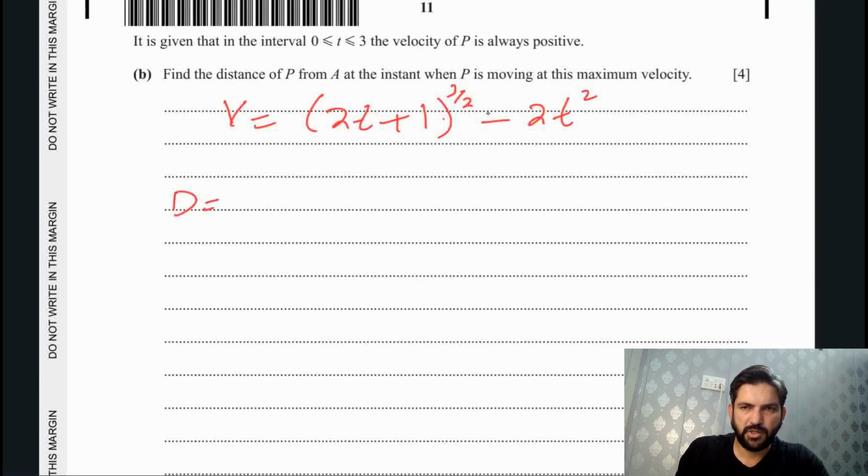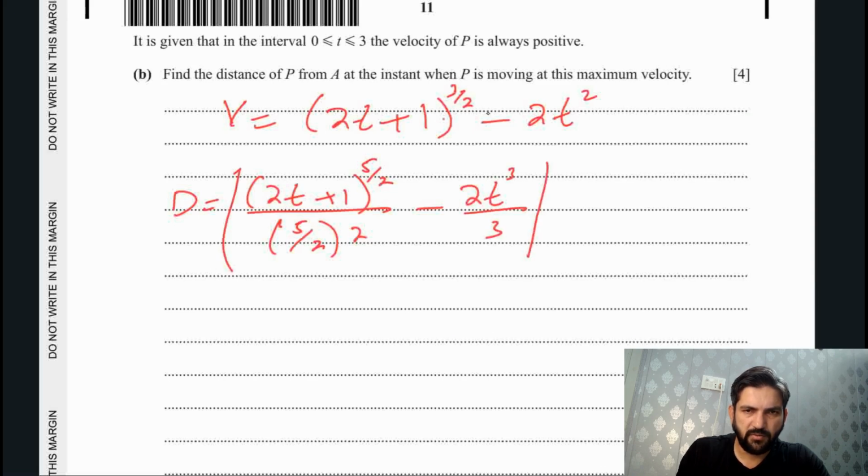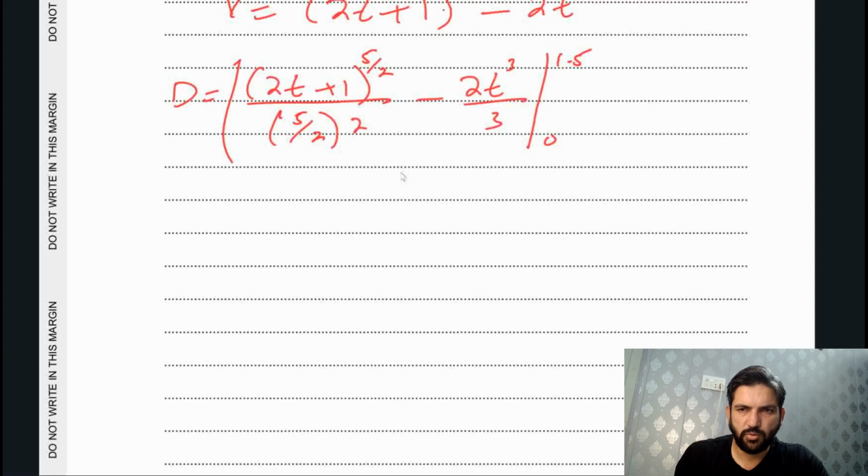Now let's find out the distance. So for distance we need to integrate it. So if we integrate it, this will be 2t plus 1 whole power 5 by 2 divided by 5 by 2, into 2, minus 2t cube divided by 3. Now we just need to put the limits from 0 to 1.5. When p is moving with the maximum velocity, we know that at that point time is 1.5. We just need to put the values of upper limit and lower limit.